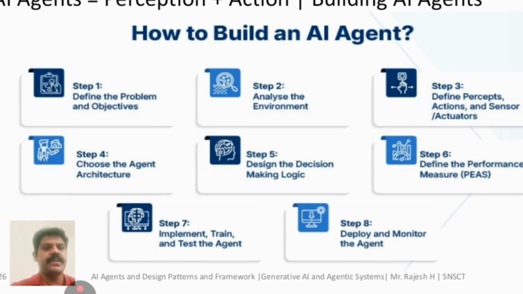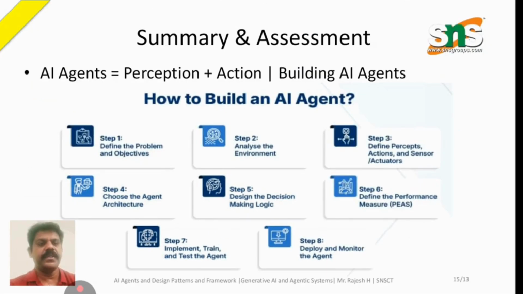Then design the decision-making logic, I mean the workflow, and define the performance indicators, which we call PEAS. Finally, in step 7, implement and train with datasets and test the agent prototype. And at last, we have to install it by deploying and monitoring the agent. This monitoring process takes reinforcement learning for further improvement.